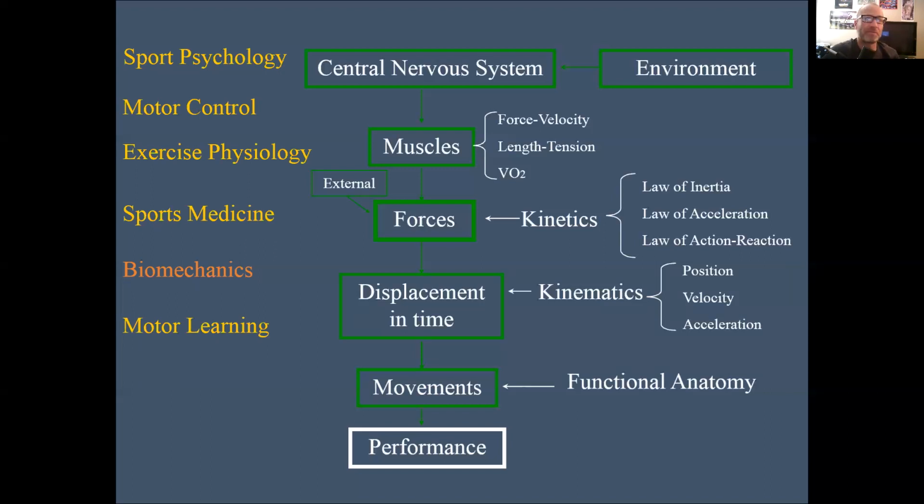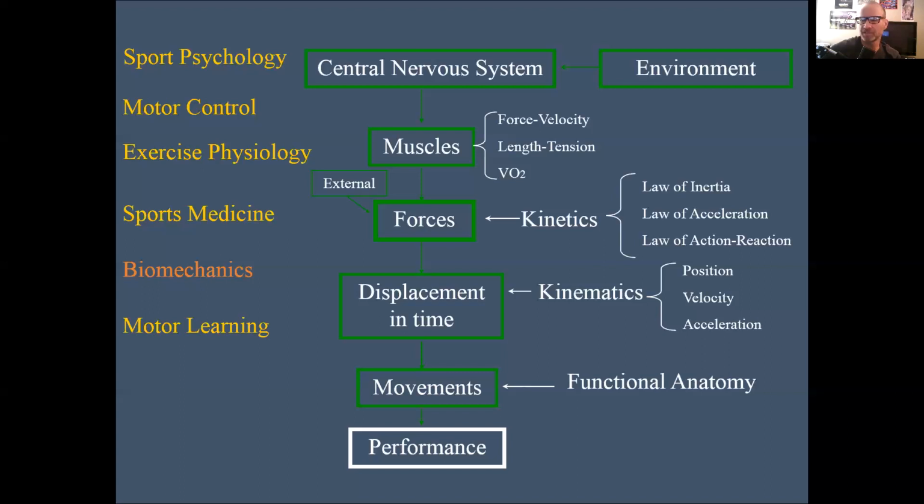So to understand performance, we really need to have all these areas and others in our back pocket. We need to know sports psychology, we need to know motor control, coordination, motor learning, exercise physiology, sports medicine, biomechanics. And so this class was really focused in on the biomechanics part, and hopefully you've learned how to apply biomechanics to performance, in this case, a focus on human performance in the endurance world.